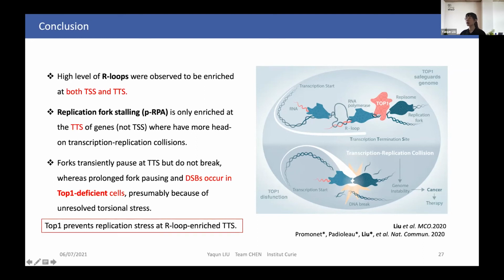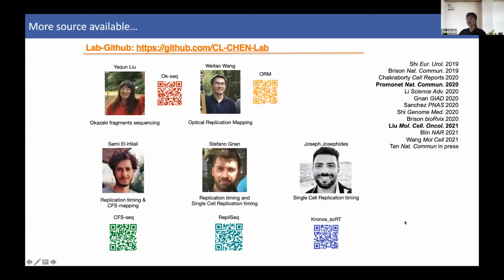If you are interested, you can check our papers to get more details. And for more resources, our team members also develop different software, like optical replication mapping, replication timing, common fragile site mapping, and even single cell analysis tools, and you can find all of them on our lab GitHub for more details.